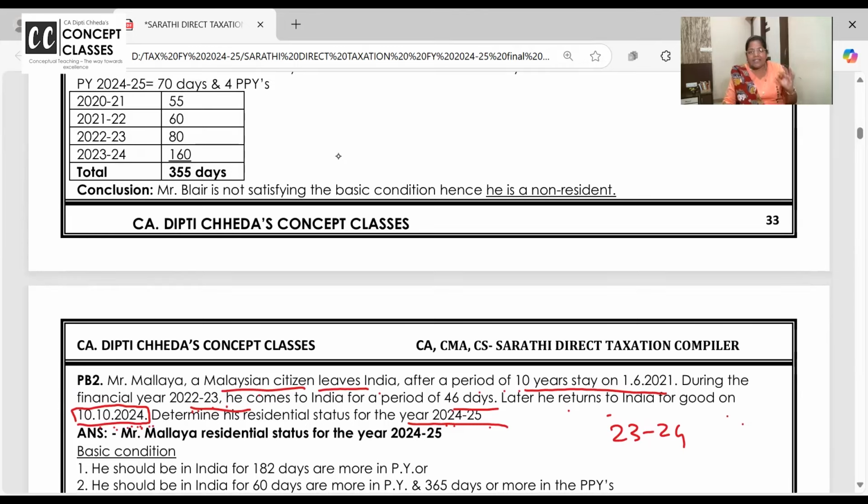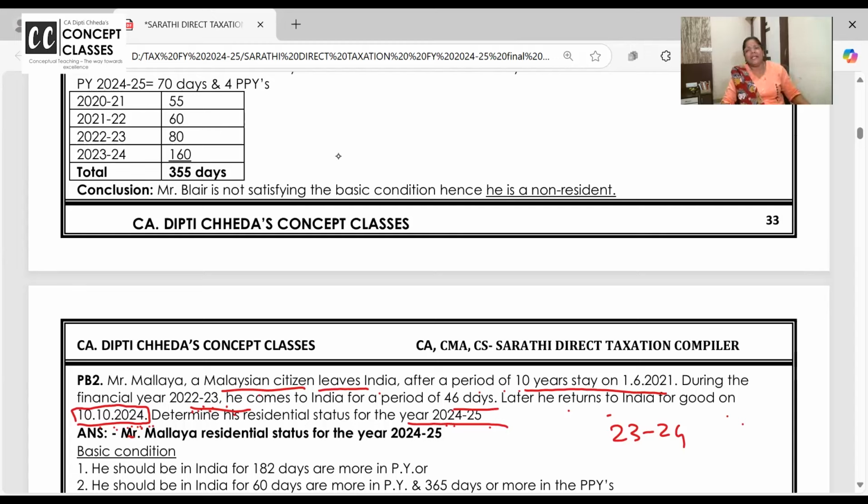46 days. Reading the problem is an art. I could make the language very easy and comfortable for all of you students, but this is how it is asked in the exam. First, after 10 years he went out of India in 21. Then in 22-23 he came to India only for 46 days. Then in 24. So I am asking you, in between one more financial year is there, 23-24.